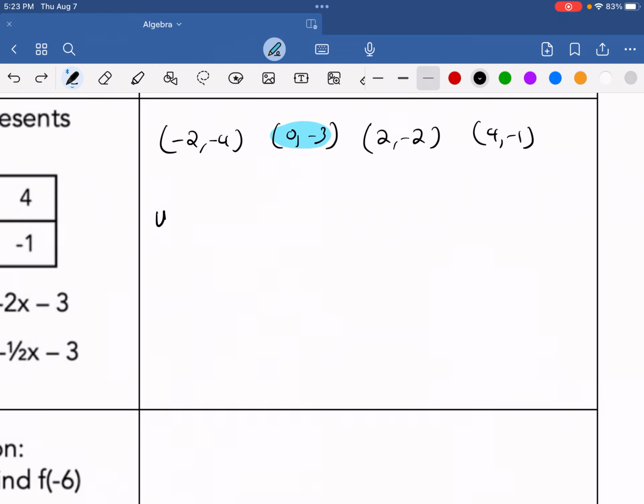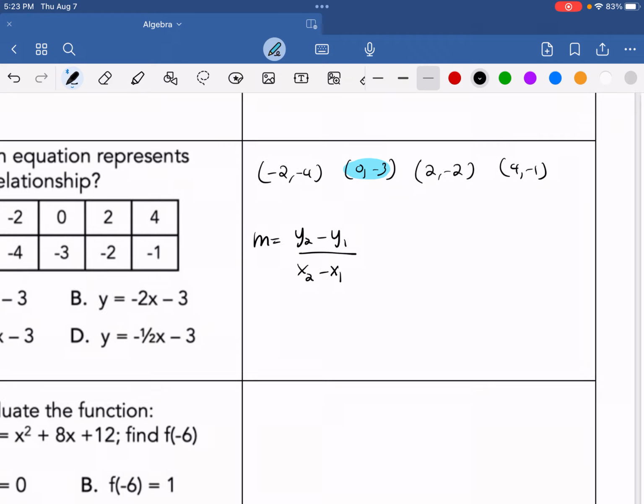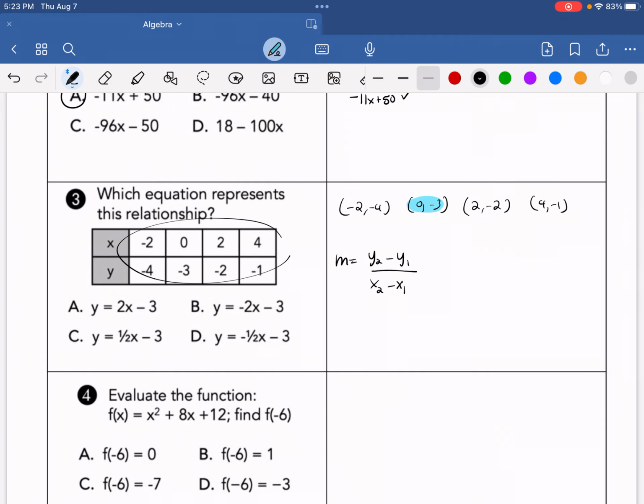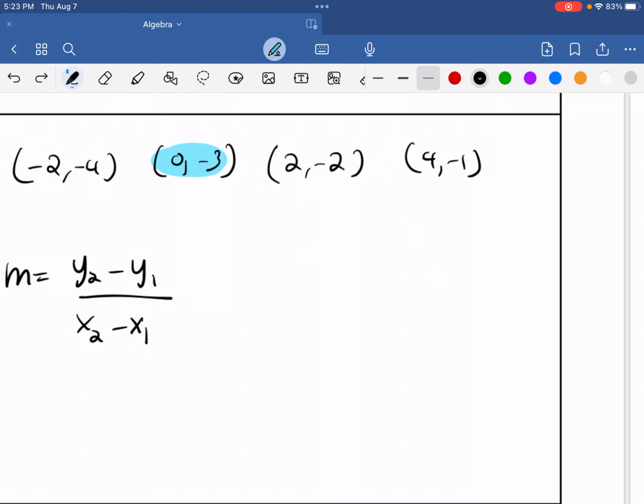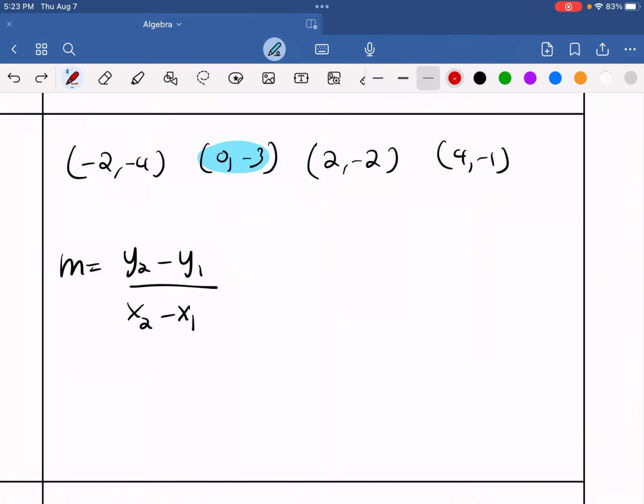Slope formula is m equals y2 minus y1 over x2 minus x1. So pick 2 points, whatever 2 points you want. They gave you 4 to choose from. I'm just going to pick the last 2. This is going to be x1, y1, x2, y2. So this is going to be my first point, which is why they're x1, y1. And this is going to be my second point.